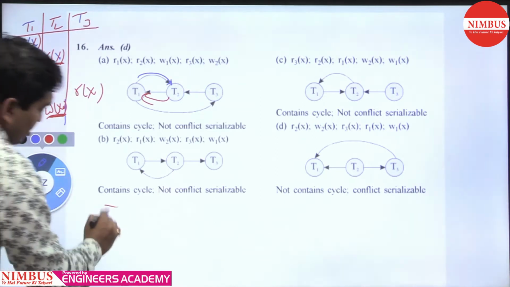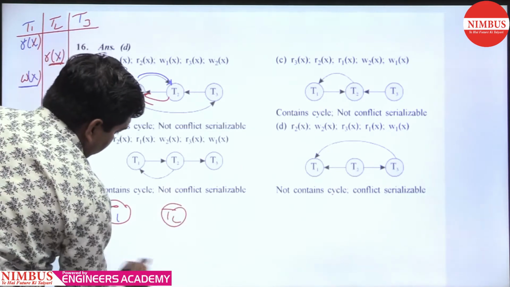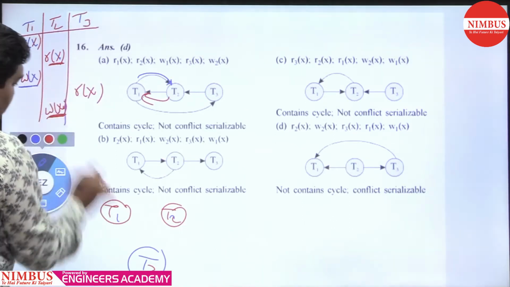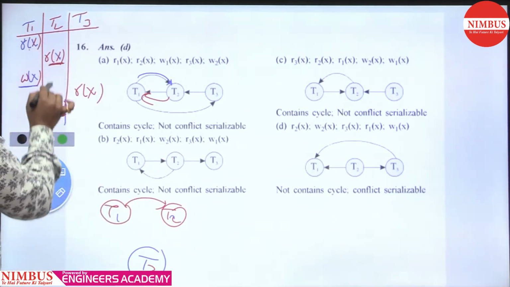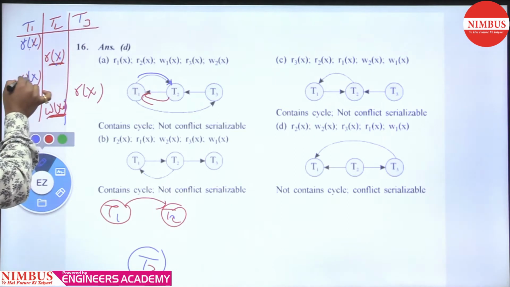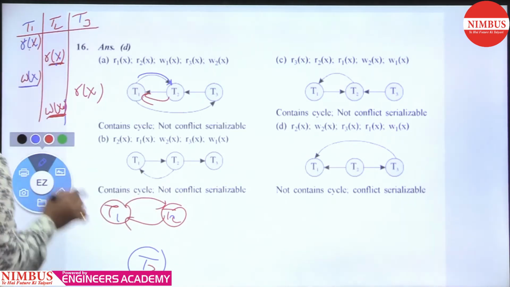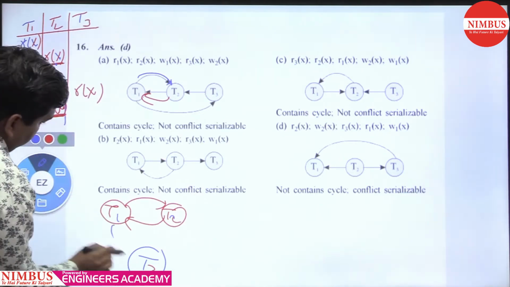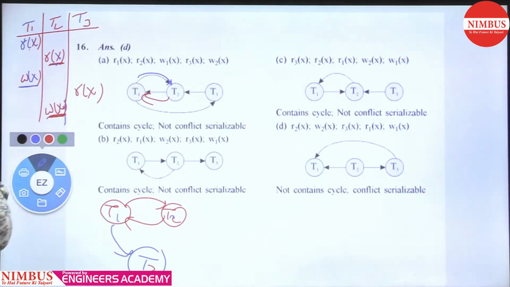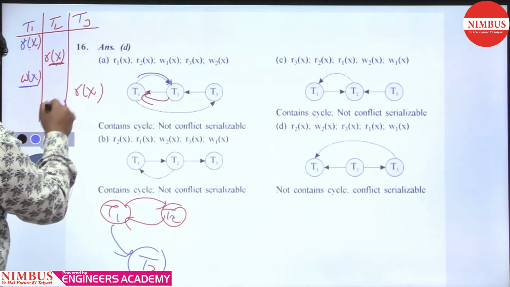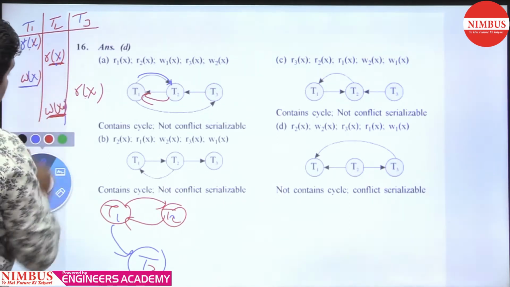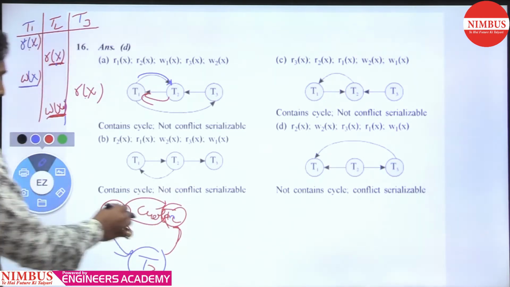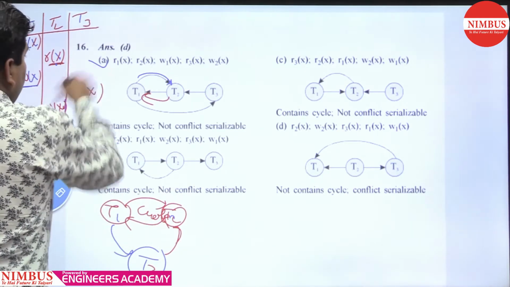How do you check? Just make a precedence graph T1, T2 and T3. Read X, after that yes there is a write, and for T2 to T1 read, yes. Then T1 to T3, but T3 to T1 no, and then T3 to T2. But there is one cycle, so you directly say it is not conflict serializable. So A is not conflict serializable.